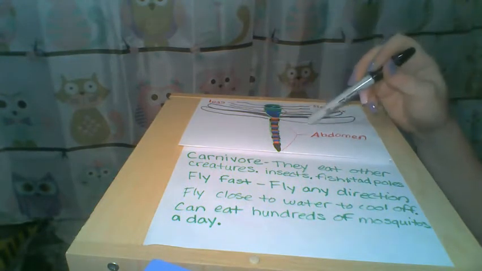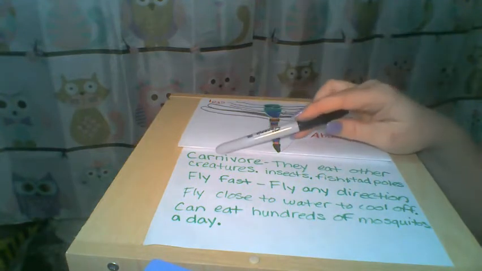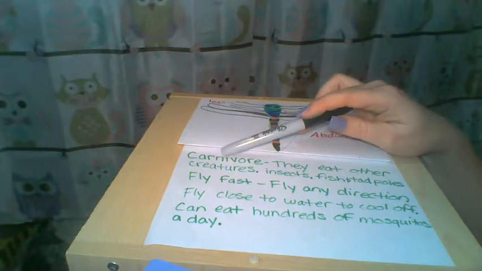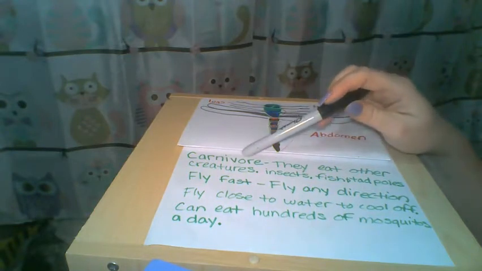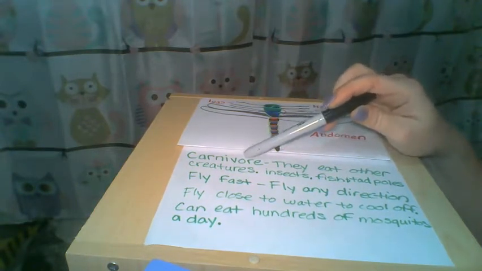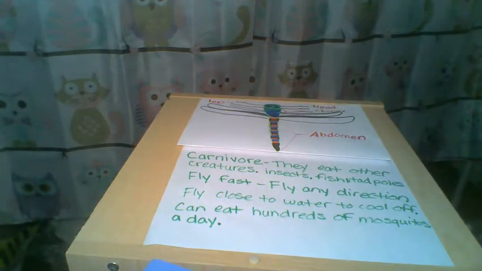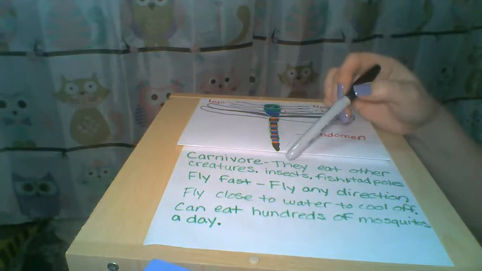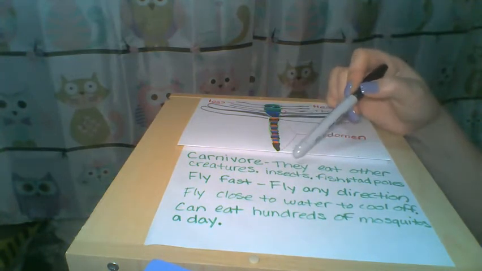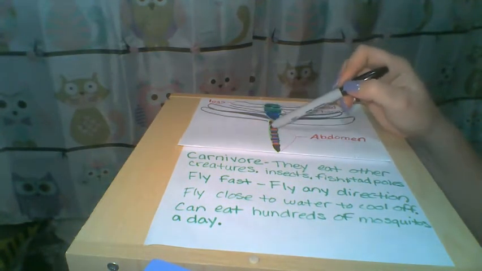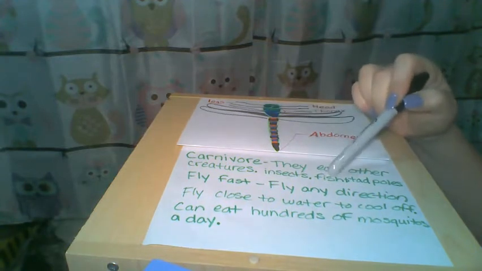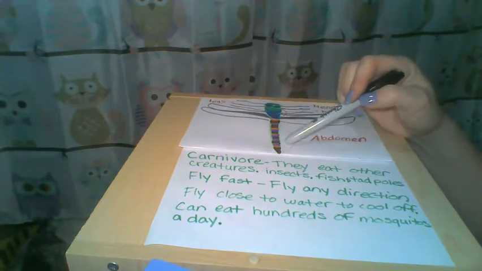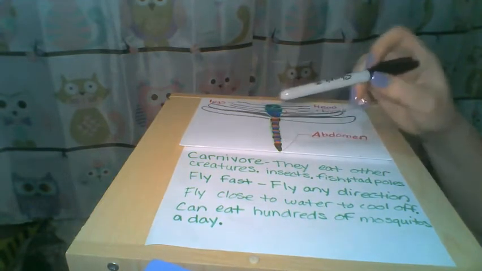Well, the dragonfly is something called a carnivore. And a carnivore means he is going to eat creatures. So he is going to eat some meat. And the meat is tiny creatures that they eat. So they eat other insects, they eat fish, and they eat tadpoles. So the dragonfly is a carnivore.